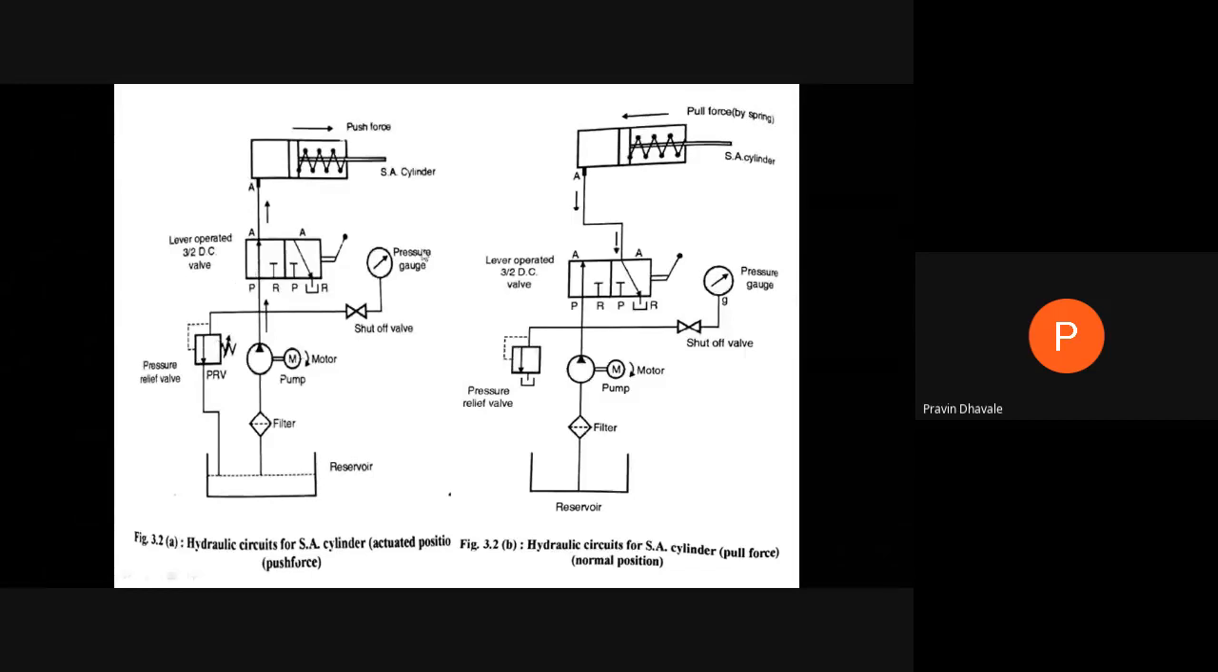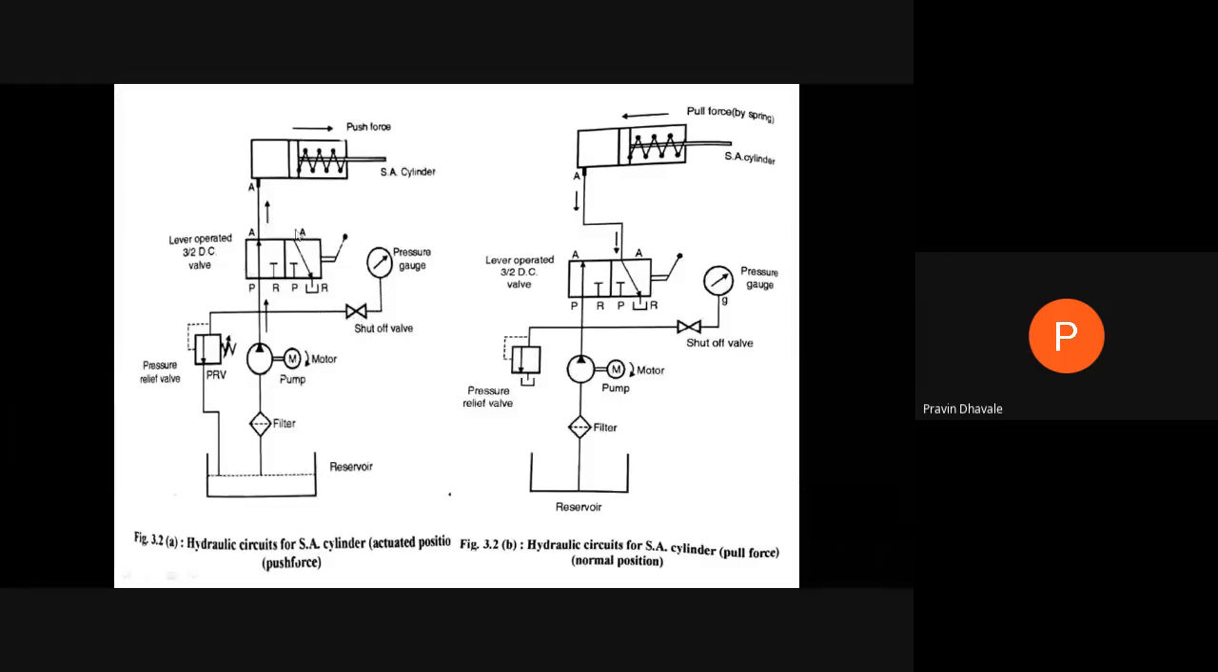Then this is the pressure gauge, and this is the shut off valve. The shut off valve is like a basin valve. By rotating the knob, we can allow the flow to the pressure gauge in order to measure the pressure. Otherwise, it will always be in the closed position.